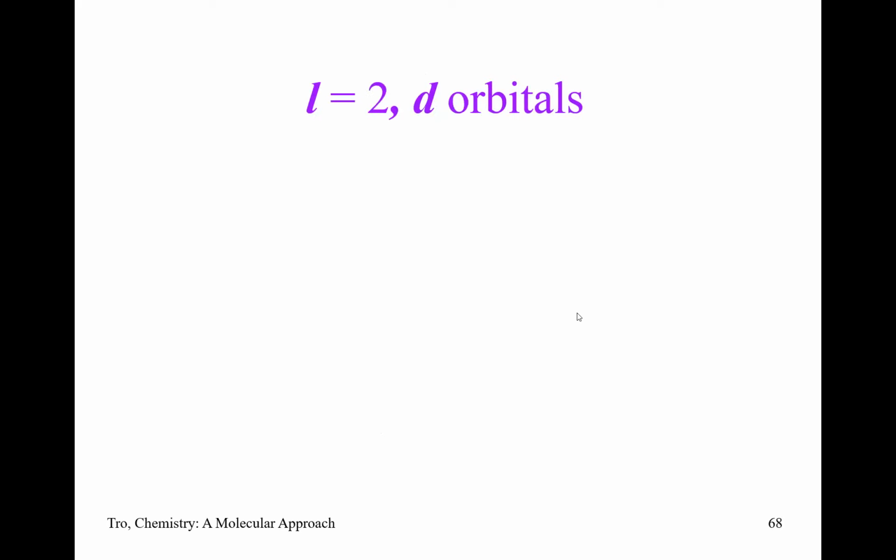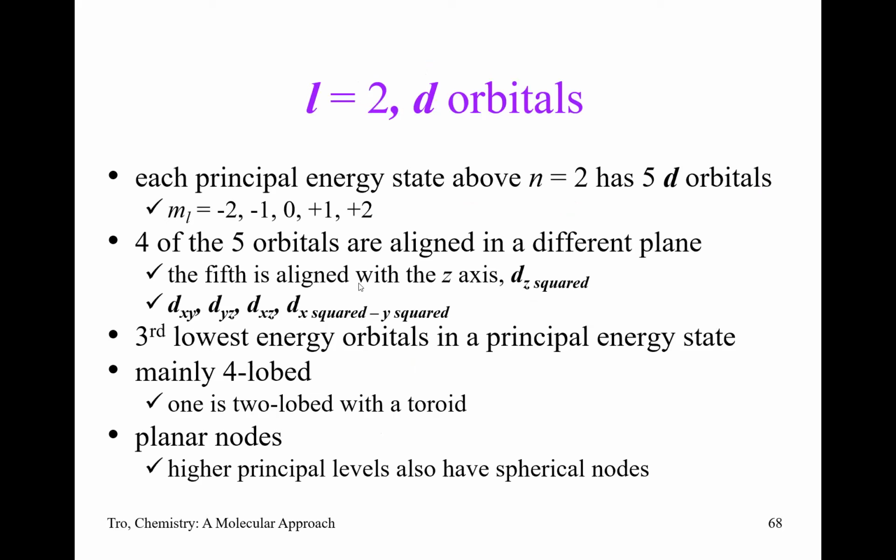Okay, so if you've kind of noticed the trend here, right? L for S, L was 0. For P, L is 1. D is the next one. L is 2 for D. The m sub L can always be 0. Then it can be plus or minus that, any of those L possible numbers. So -2, -1, +1, +2. Each one of these m sub L values denotes an orbital. So that means that there's 5 d orbitals.